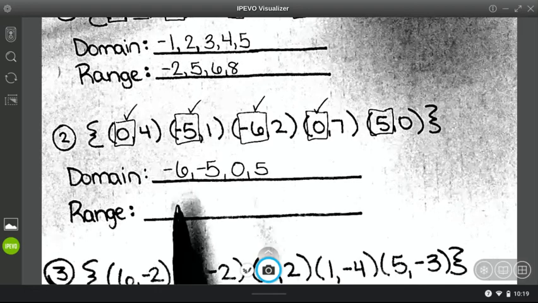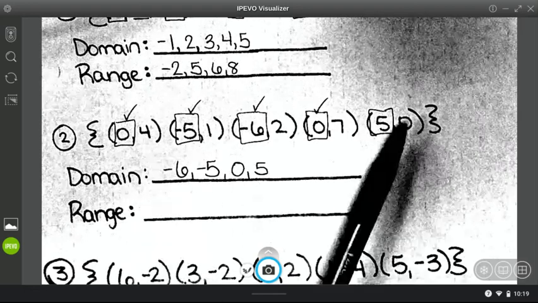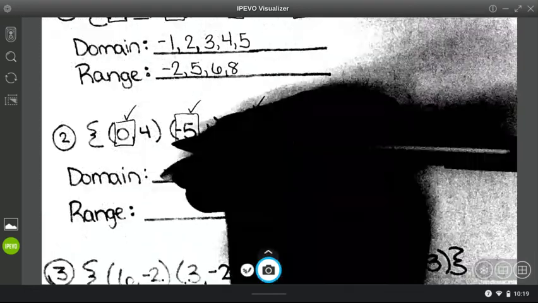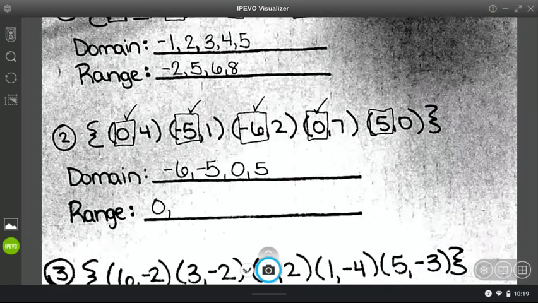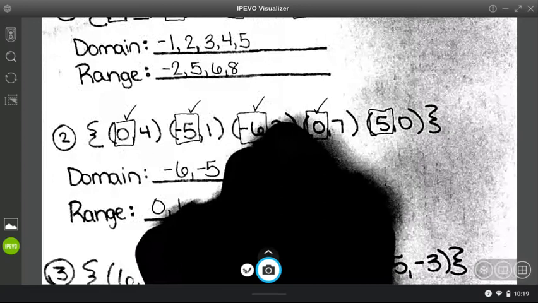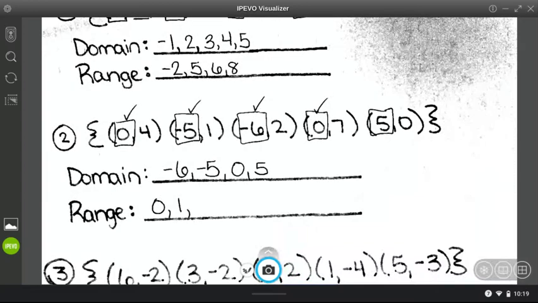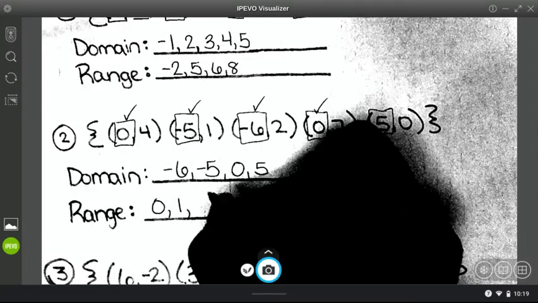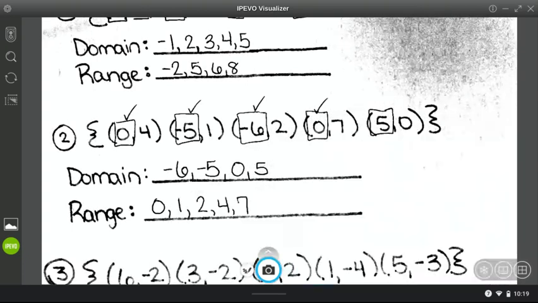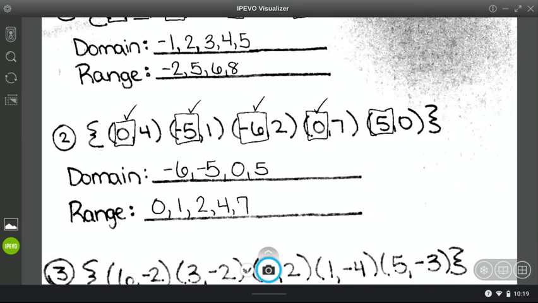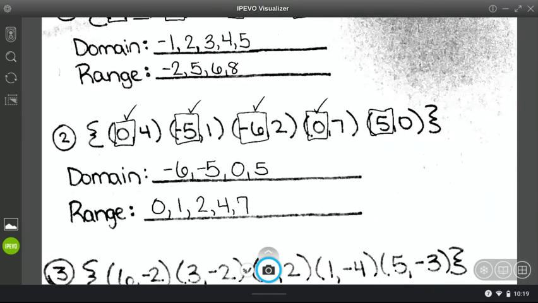All right, so smallest number in the range, do you guys agree, is 0? All right, then what would be the rest of my order? All right, I heard a 1, and then I heard 1, 2, 4, 7. So we were just putting those in order. X coordinates go for domain, Y coordinates go for range.